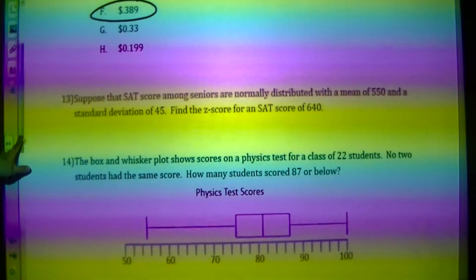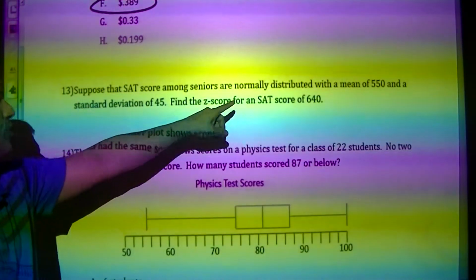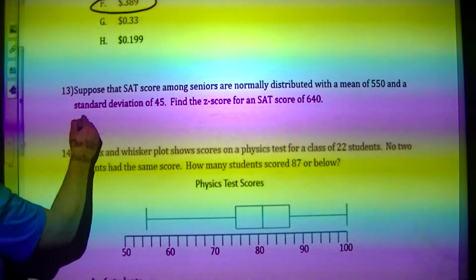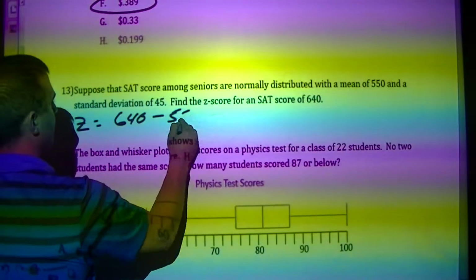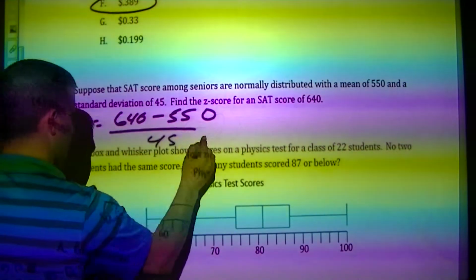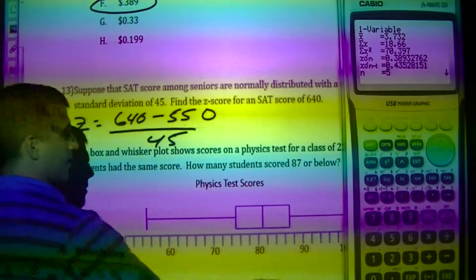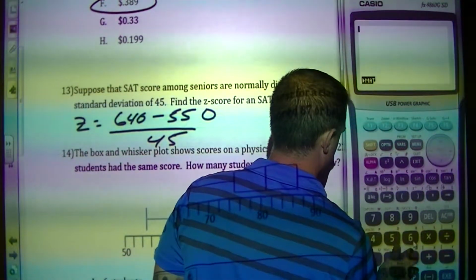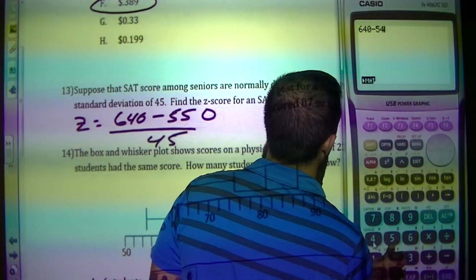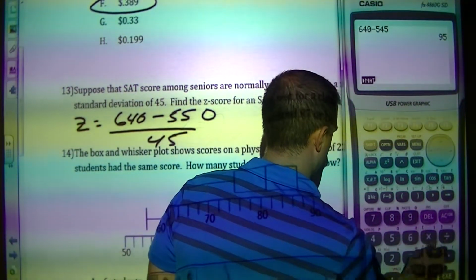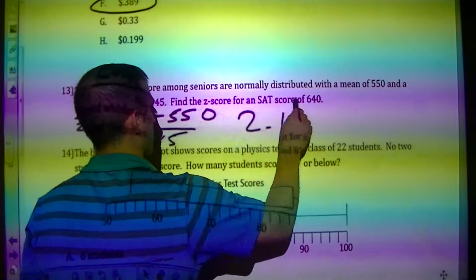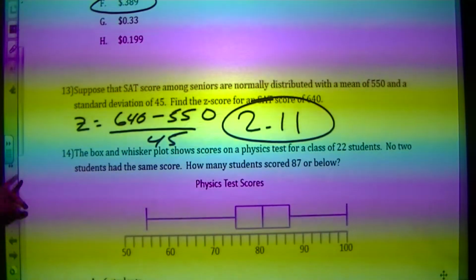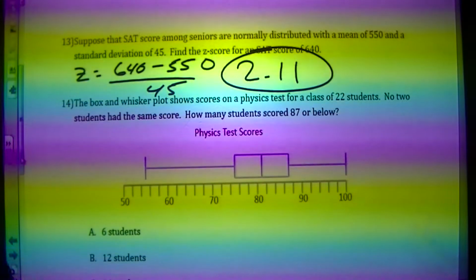Suppose the SAT score is normally distributed. Find the z-score. That's going to be 640 minus 550, which is my mean, divided by 45. Let me go back to my menu. 640 minus 545 divided by 45 is going to be 2.11.